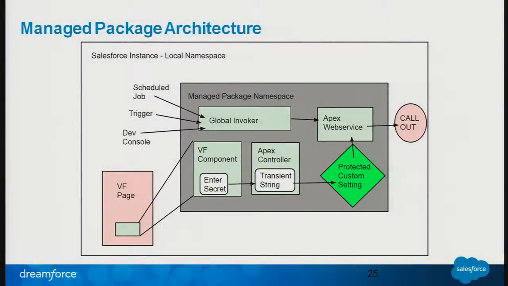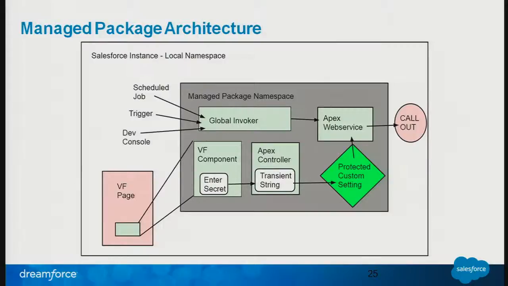So one more diagram just to show you, because it's easier to see this on a diagram than it is to see it in a demo. This is sort of the ideal scenario for using that secret. Let's say it's a password to an external web service. We'll have the diamond there. That's our managed protected custom setting. It's inside the managed package, and we access that, as you saw in the demo, through a component and a controller with a transient string, and we put that component on a Visualforce page in the local namespace. So that's how you set the secret.